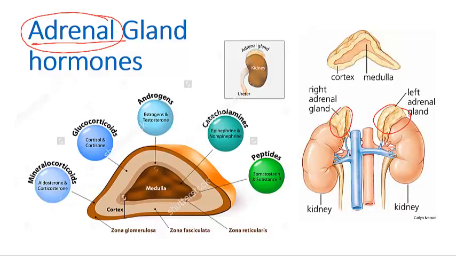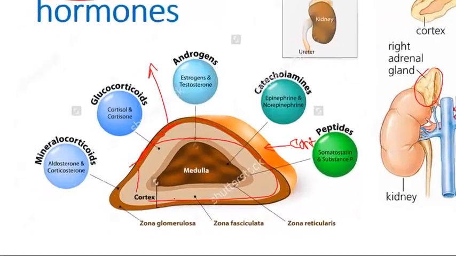It's composed of the outer epithelial cortex, which is the outermost layer, and the inner neuronal medulla region. This cortex, the outermost region, secretes three classes of steroid hormones. So the hormones they secrete are steroid type. This is the whole cortex area that we are looking at.